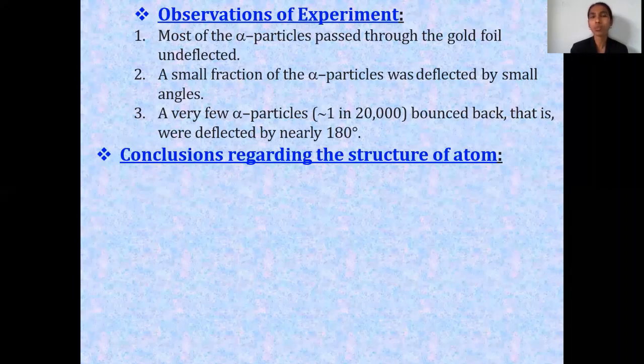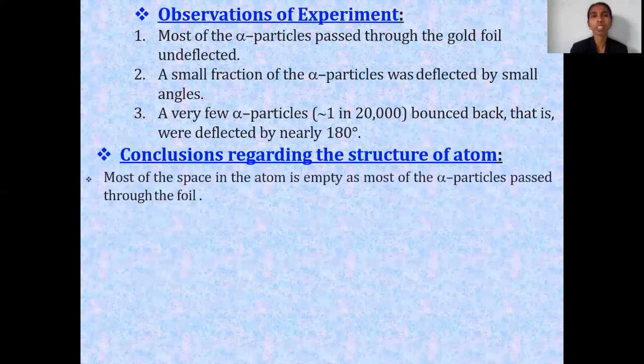मग आता हे जे ऑब्झर्वेशन होते, from that observation Rutherford concluded that first conclusion is that most of the space in the atom is empty as most of the alpha particles pass through the foil. Okay, first observation काय होतं की most of the alpha particles pass through the gold foil. गोल्ड फॉइल मधून बरेचसे अल्फा पार्टिकल काय झाले पास झाले. मग का पास झाले तर त्याचं कन्क्लुजन काय होतं की मोस्ट ऑफ द स्पेस इन द ऍटम इज एम्प्टी. बराचसा पार्ट काय आहे एम्प्टी आहे ऍटम मधला आणि म्हणून अल्फा पार्टिकल पास थ्रू द फॉइल.